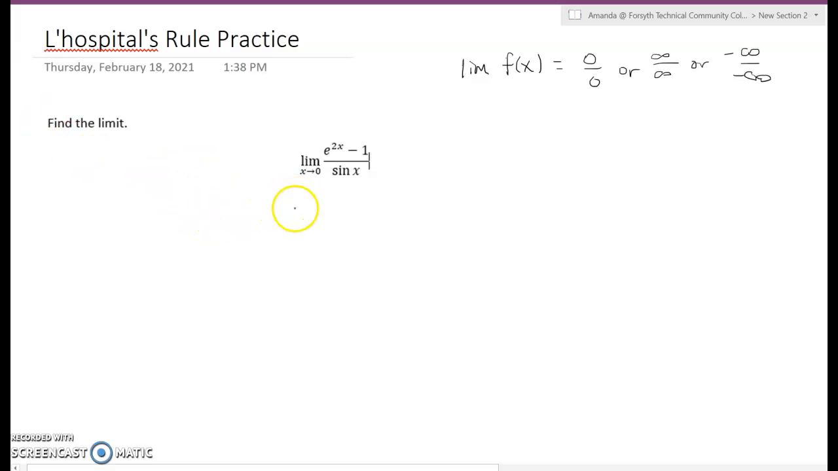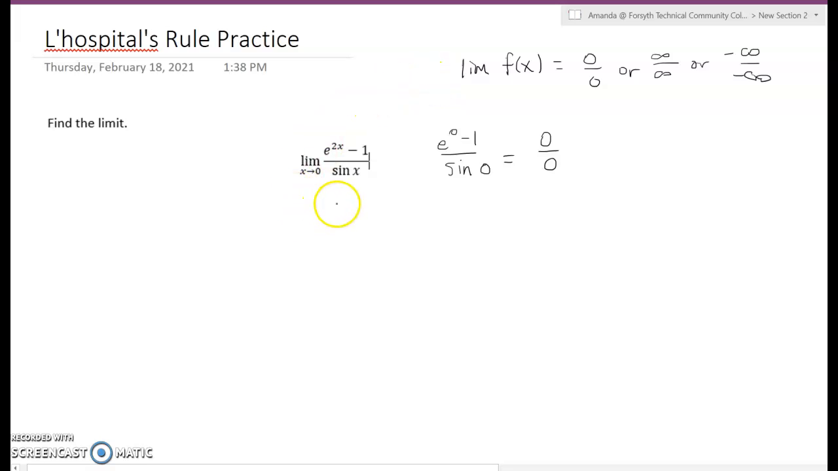So here I have the first example. The limit as x goes to 0 of e to the 2x minus 1 over sine of x. And so e to the 0 minus 1, if we just do direct substitution, over sine of 0, gives me 0 over 0, right? So we do have our indeterminate form.